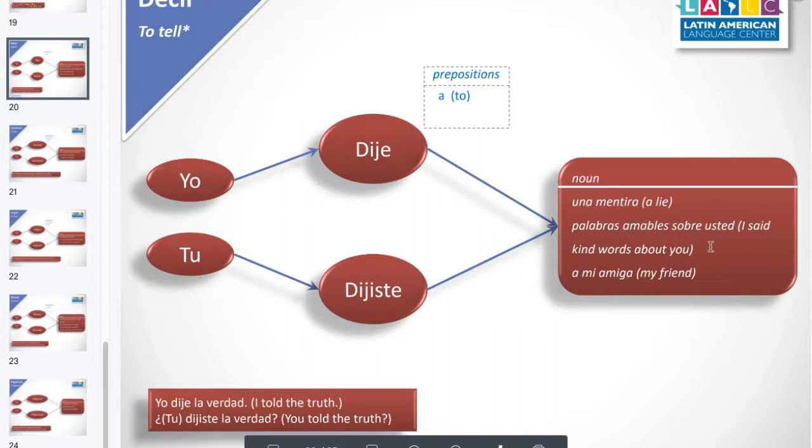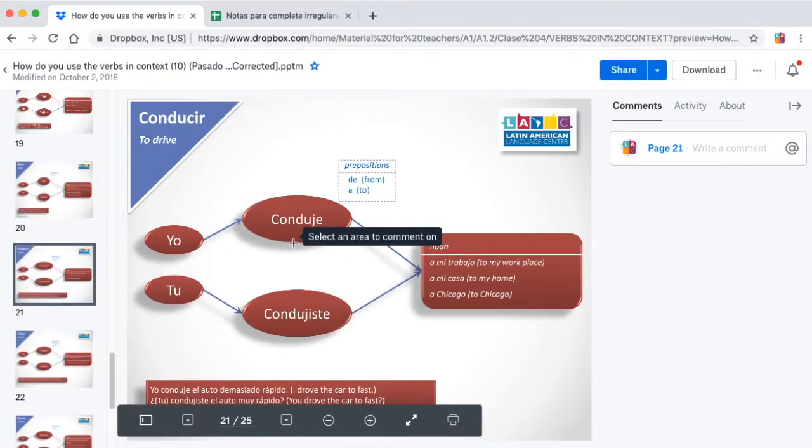Dije una mentira, dije palabras. O por ejemplo, a question could be, ¿qué dijiste a tu mamá? What did you tell your mom? I don't know. Could be anything, just to practice, right?